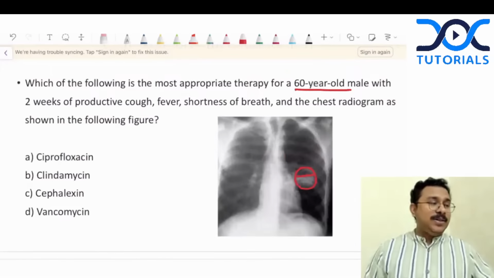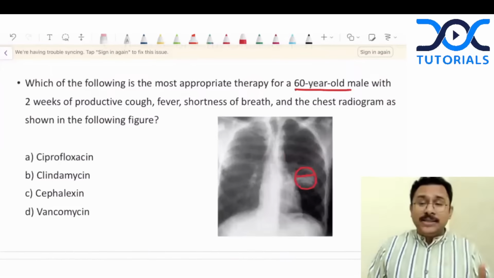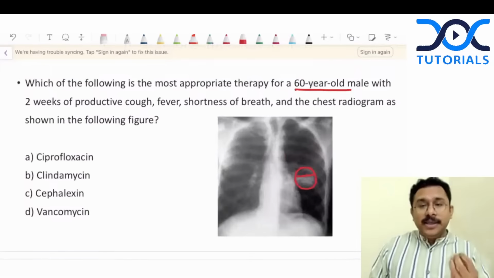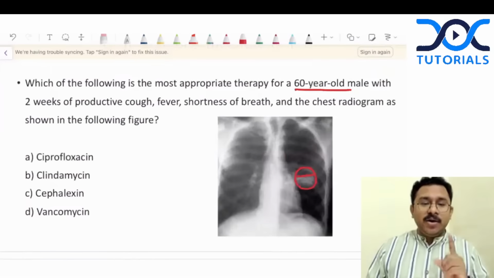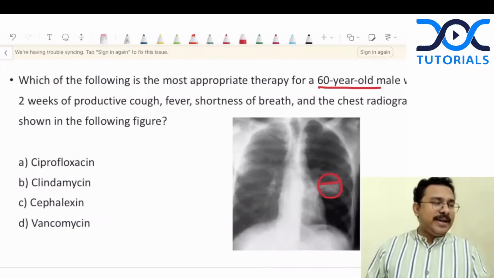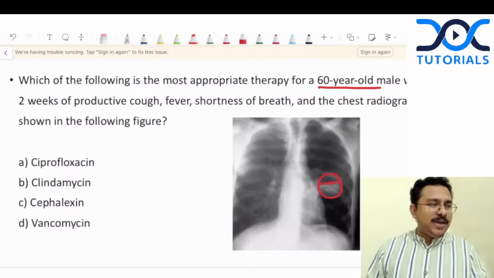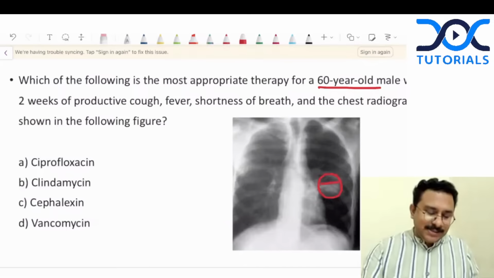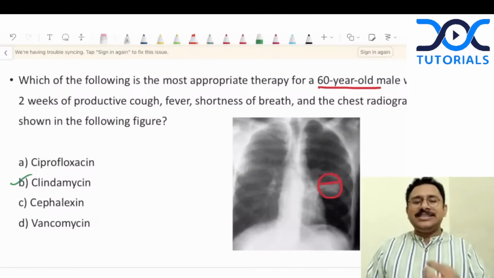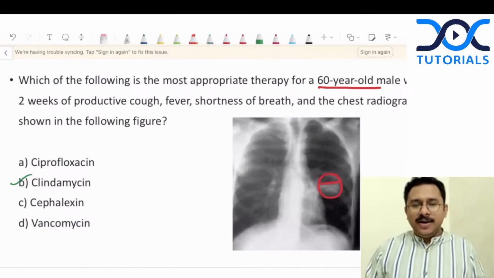And in an elderly patient with lung abscess, tell me, should you consider anaerobic organisms? Yes. Out of these antibiotics, based on your knowledge of pharmacology, which of these is active against anaerobes like Bacteroides? I can see Dr. Fatima Rasha, absolutely right. Clindamycin should be the answer here, because neither ciprofloxacin nor cephalexin nor vancomycin has any significant action against the anaerobes.